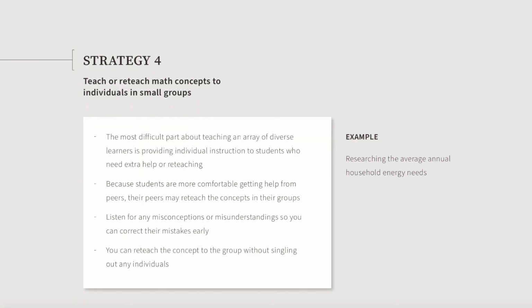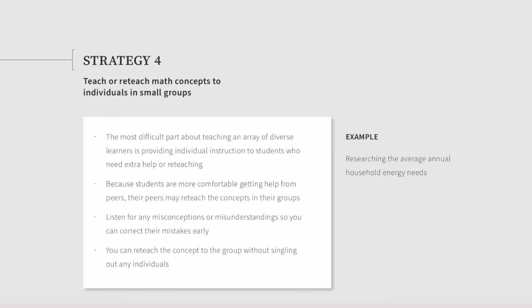Strategy 4. Teach or reteach math concepts to individuals in small groups. The most difficult part about teaching an array of diverse learners is providing individual instruction to students who need extra help. Often, this difficulty is not because teachers are unwilling or unable to provide the instruction, but because the students do not want to be singled out to receive help. First, because students are more comfortable getting help from peers, their peers may reteach the concepts in their groups without realizing that this is what they're doing.